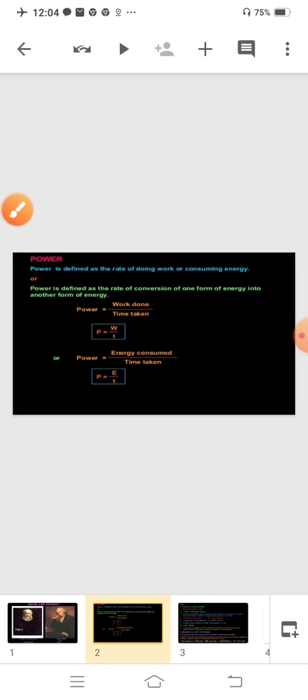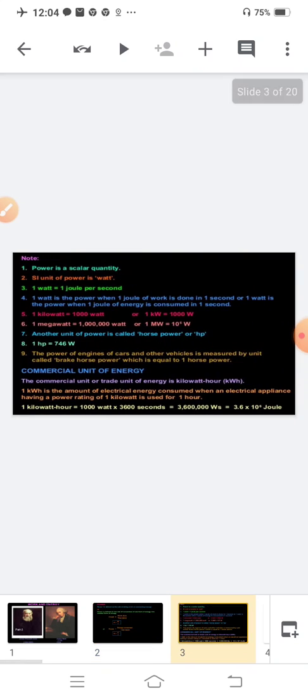Is this clear? So, power is work done per unit time. When work is done, an equal amount of energy is consumed. So, we can also define power as the rate at which energy is consumed. Is this clear? Now, here are some points about power.